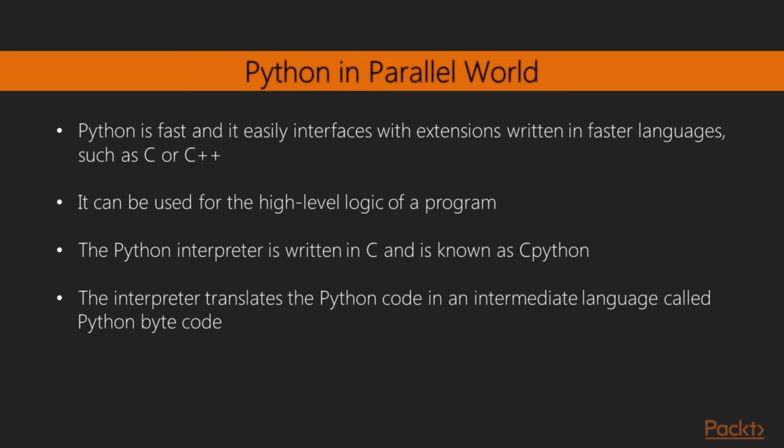The Python interpreter is written in C and is known as CPython. The interpreter translates the Python code into an intermediate language called Python bytecode, which is analogous to an assembly language, but contains a high level of instruction. While a Python program runs, the so-called evaluation loop translates Python bytecode into machine-specific operations.